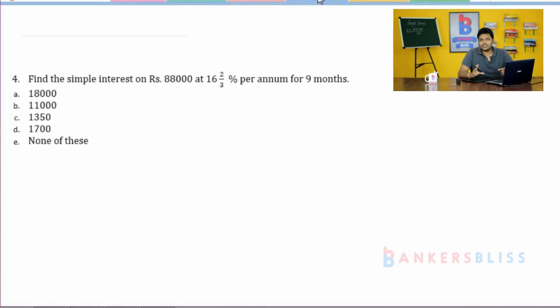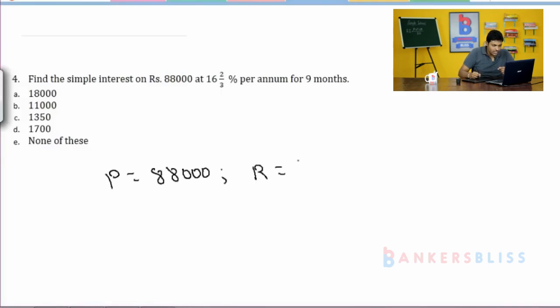So here the best feasible method is to go along with the formula. The shortcut doesn't work properly here, it takes too much time for the calculations. So go for the formula. Principal amount is 88,000. Next, rate of interest is 16 2/3 percentage. If you convert this mixed fraction into improper fraction, 16 into 3, 48 plus 2, 50/3 percentage, and the time period is for 9 months.